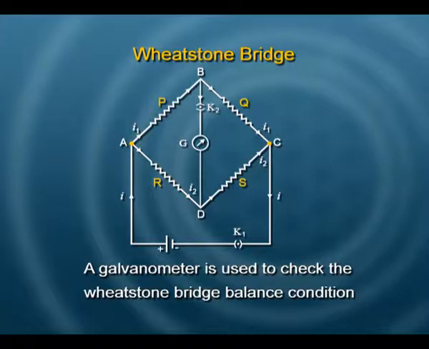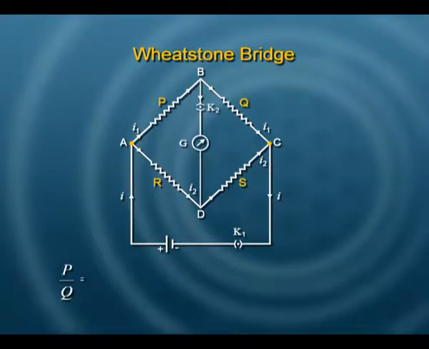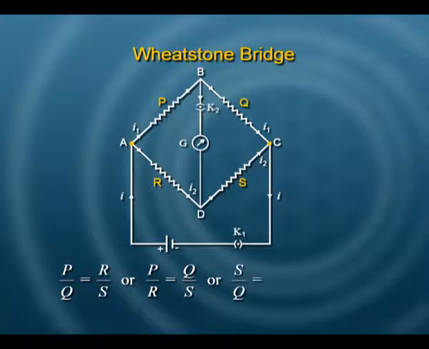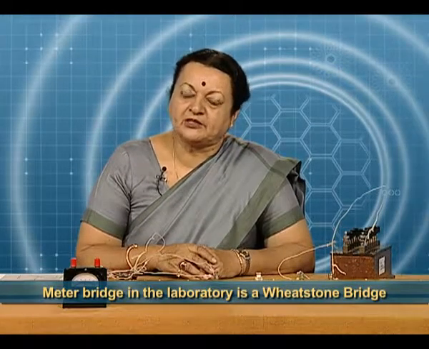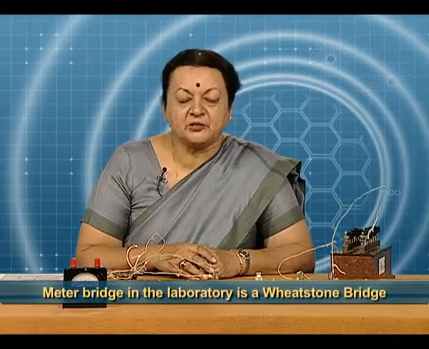How? Because the ratio of P and Q is equal to R upon S, or P upon R is equal to Q upon S, or S upon Q is equal to R upon P, or S upon R is equal to Q upon P. That means, if this ratio is satisfied, you will say that the Wheatstone bridge is balanced. Something like that is achieved by an apparatus used in the lab as meter bridge.